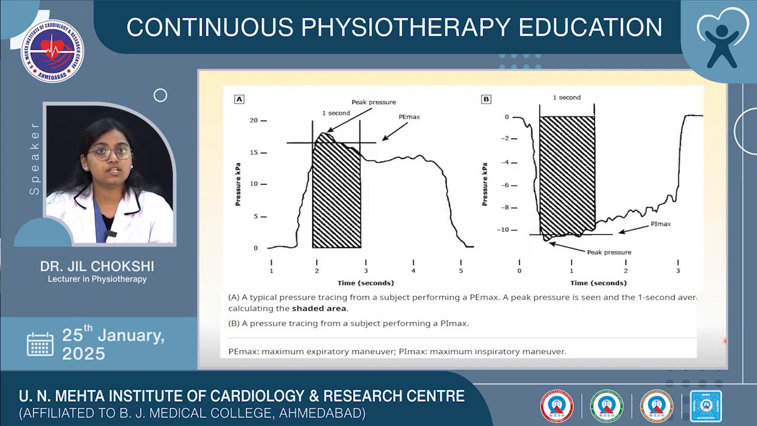This figure shows the subject performing PI max and PE max maneuver. So the figure B for the PI max, x-axis shows the time in seconds and the y-axis shows the pressure. This is the peak pressure. This is the pressure that is attained maximum during the inspiratory effort, and this is the PI max, that is the average pressure that is sustained for 1 second.